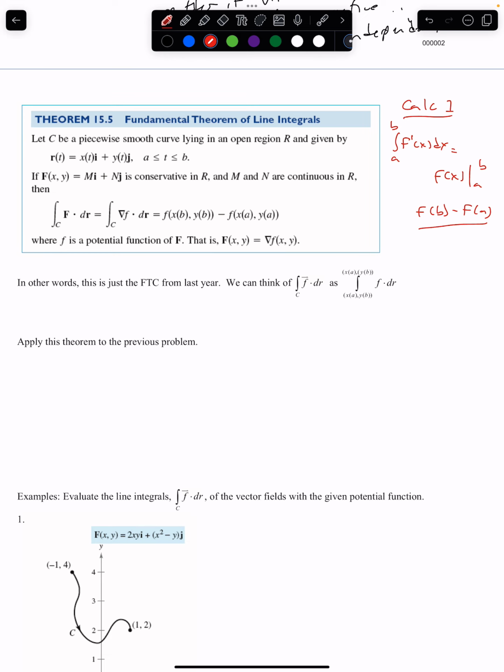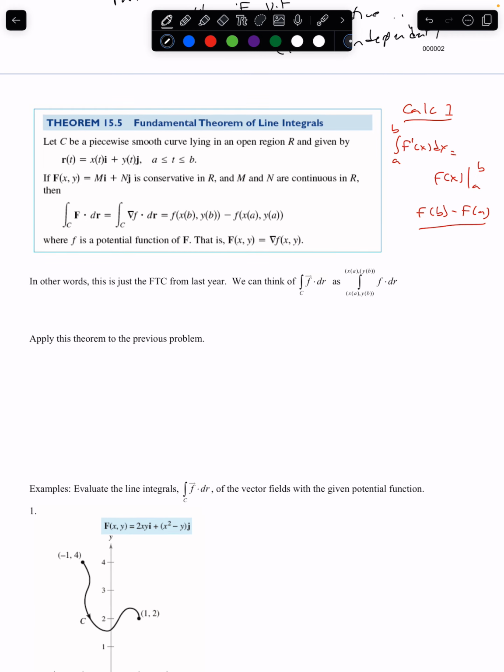Well, the same thing is true for line integrals. In Cal 1, we found area under a curve. This year in multi, we are integrating over a path itself. So what we can say is if we know a vector field is conservative, we can just use the fundamental theorem of calculus. Take the antiderivative, get the potential function, and then just apply our points.